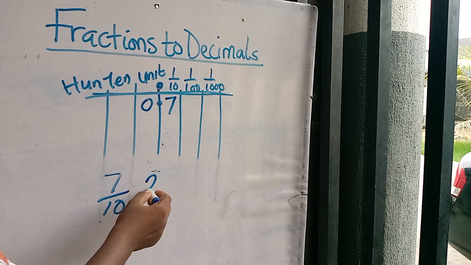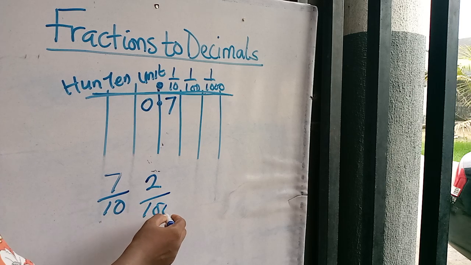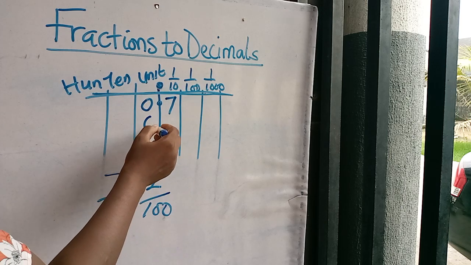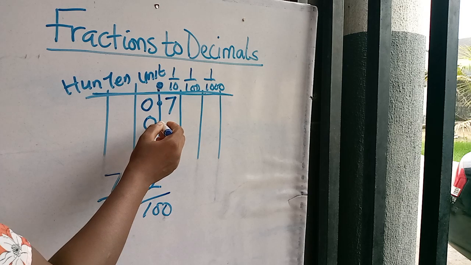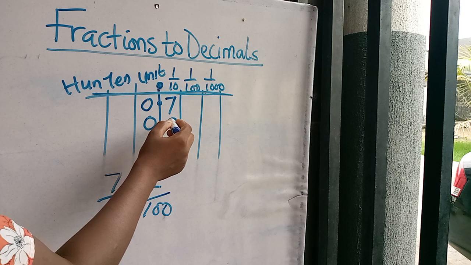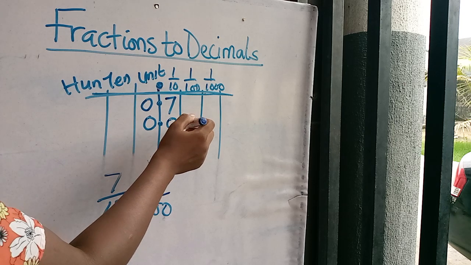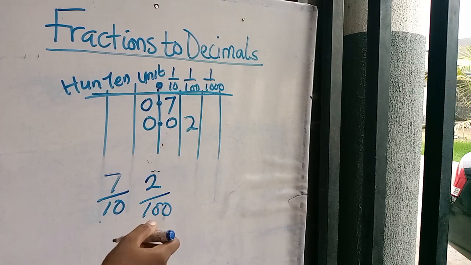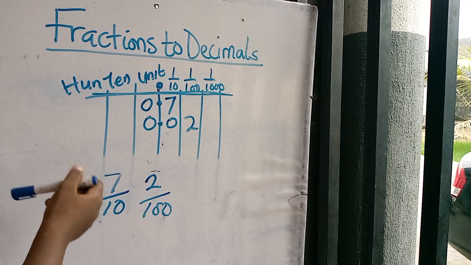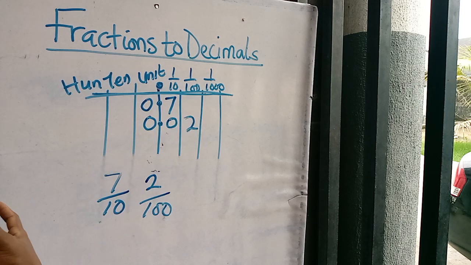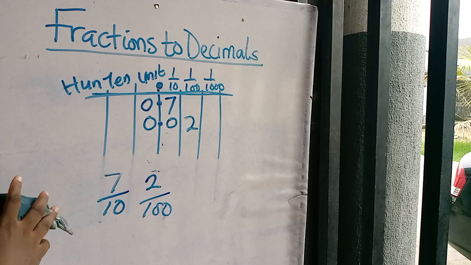Look at another example. What if we have 2 over 100? Of course, there is no whole number in this fraction. So we put our 0 in the unit, give it a point. We have 2 zeros here. You put 0, the first 0 in the tenths part, and you put 2 in the hundredths part. So this is how we express our fractions as decimals using the place value chart.